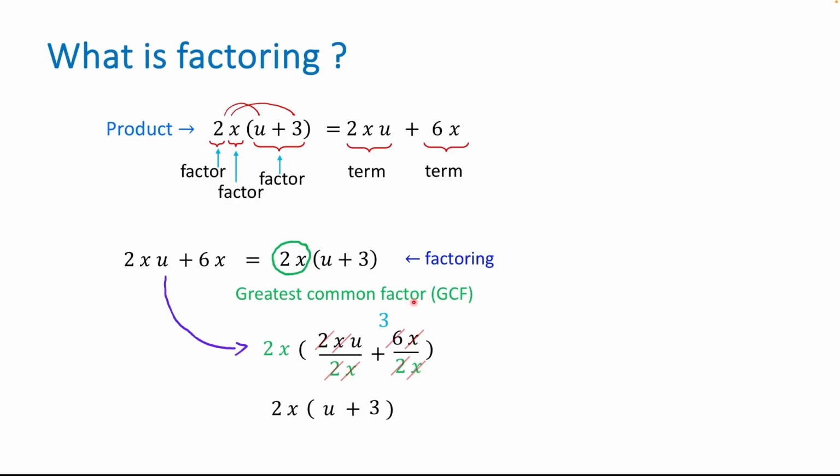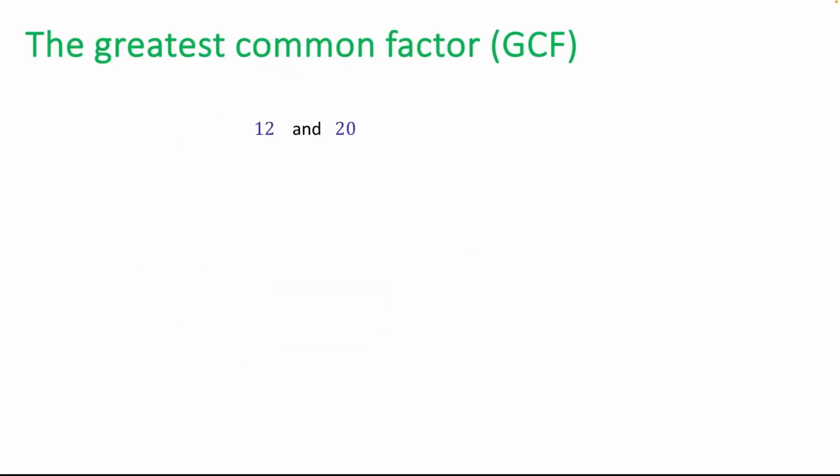Now the question is, what is the greatest common factor, and how to find that? First, we will look at the greatest common factor of numbers. Then we will look at the greatest common factor of variables.